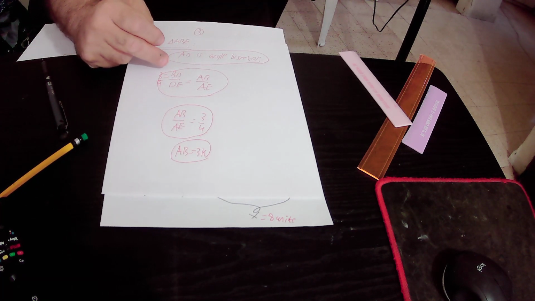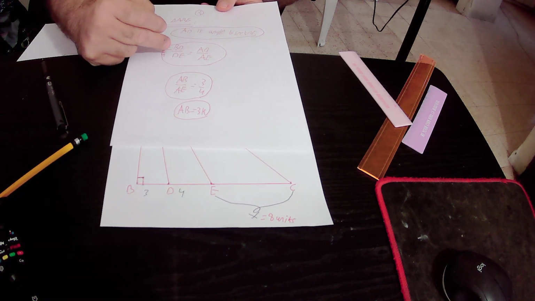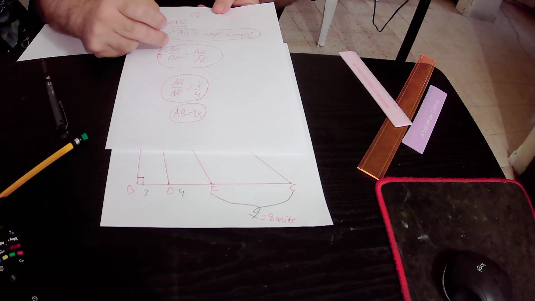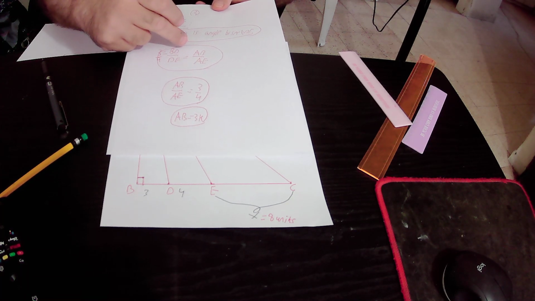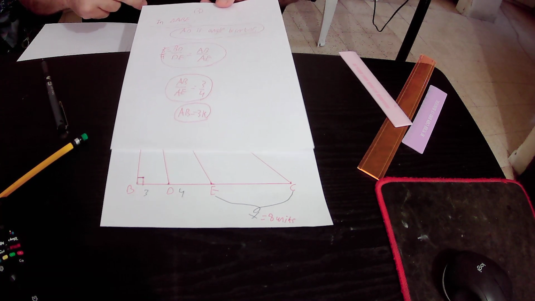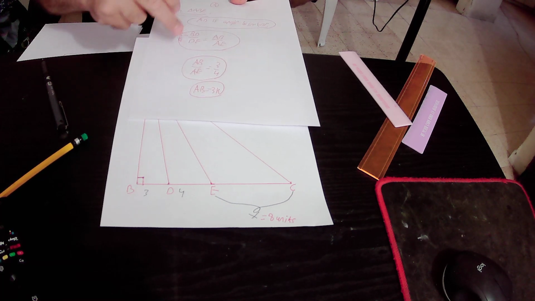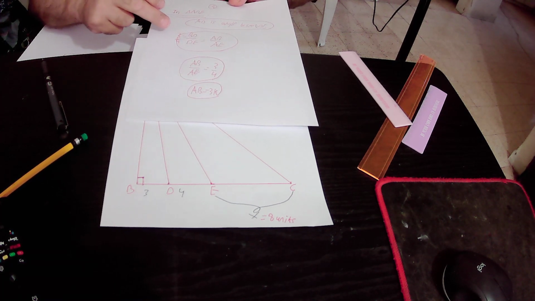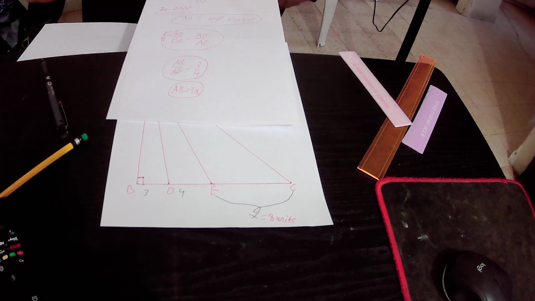So the ratio in which the angle bisector AD divides BE is BD over DE, and that ratio equals the ratio between the angle's legs, that is to say AB over AE. BD equals 3 units and DE equals 4 units. So in total we got that AB over AE equals 3 over 4.